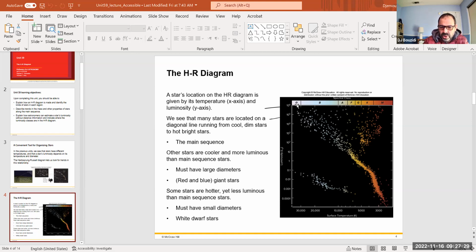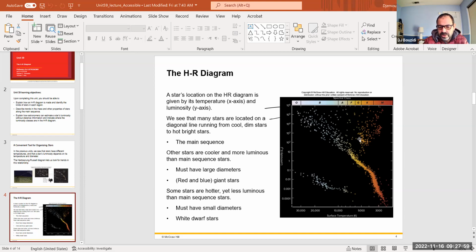Now note these letters O, B, A, F, G, K, M. This is the spectral classification that was put by Ms. Cannon, before we knew about the temperatures and all of these things, based on their spectral lines. This is part of the lab that was discussed yesterday for those sitting in Astronomy 125. And these divisions, we're going to come back to them. They have their own subdivisions themselves.